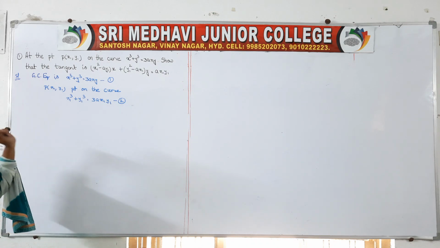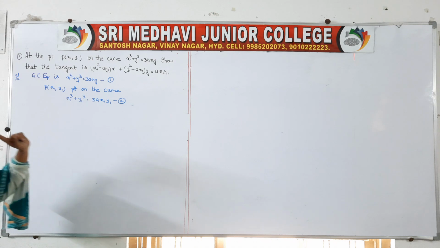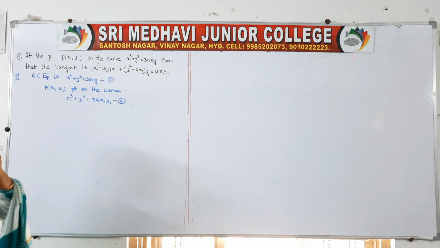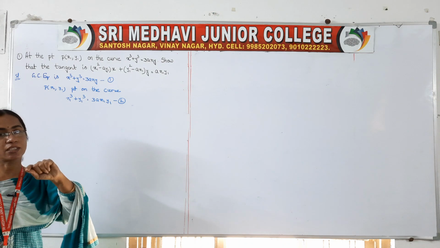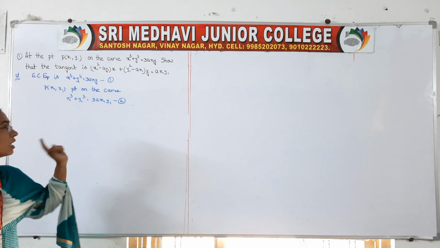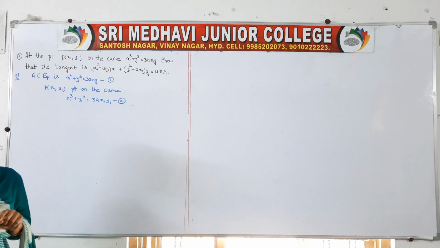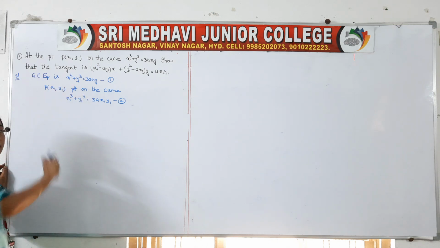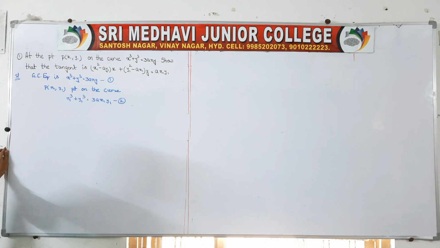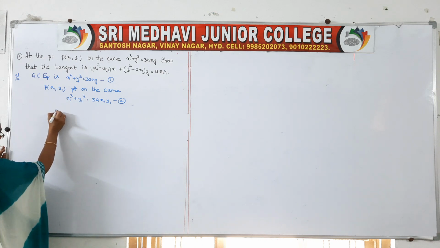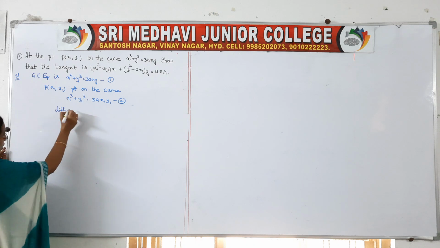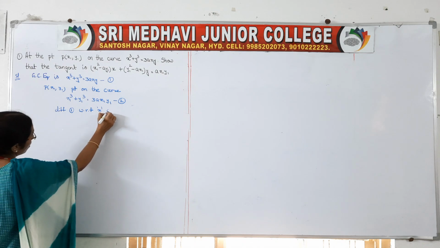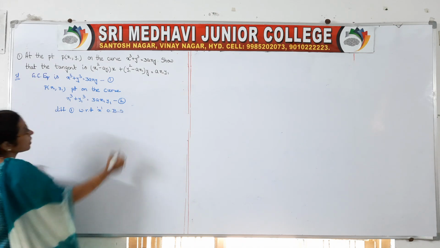So if we want to write the tangent equation, we need the point, that means x1, y1, the coordinates of the point at which we are taking the tangent, and the slope of that curve. Slope means dy by dx. So to get dy by dx, we will differentiate the curve, and from that we will get our required dy by dx. So now you take differentiate 1 with respect to x on both sides.